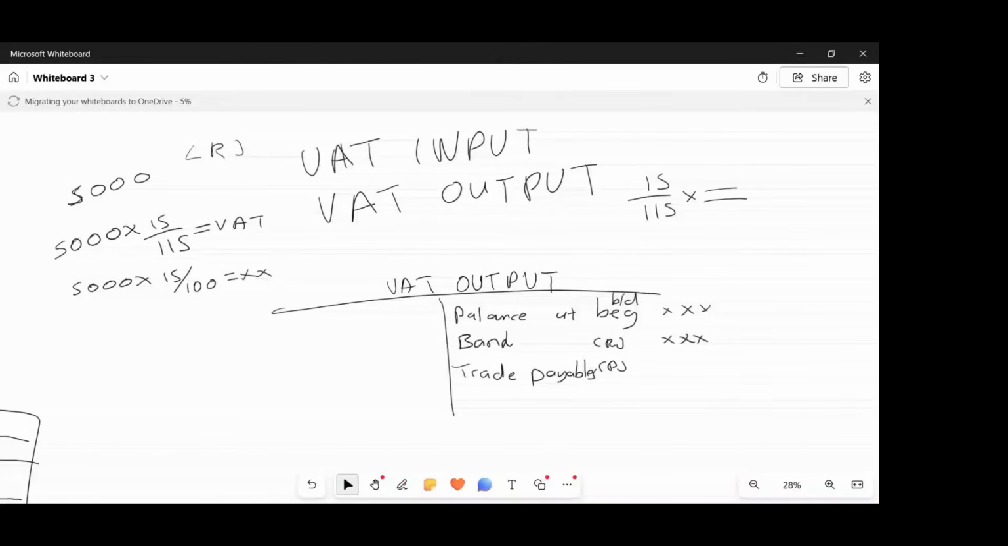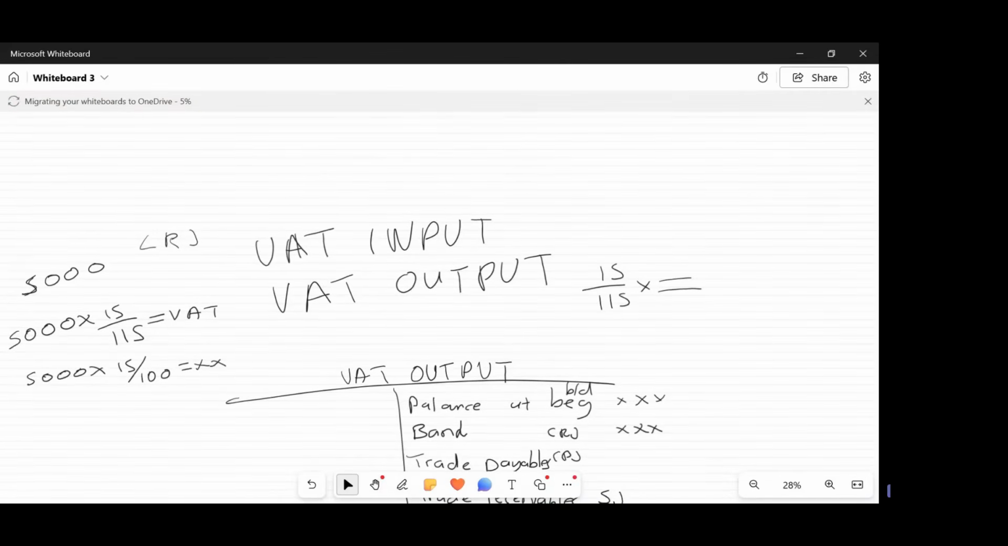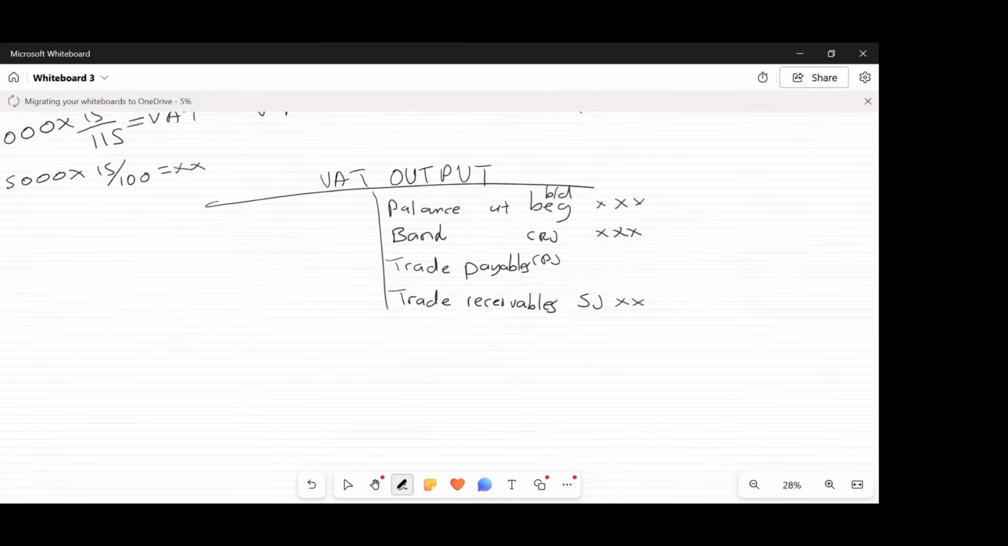And then you have your trade receivables, which is also in your sales journal. On your sales journal, this is all the sales that happened throughout that business period, so you need to calculate how much VAT was there. Let's say, for example, we had 70,000, and if it's VAT inclusive, you do the same thing: times 15 over 115 to get the VAT amount. Once you get this VAT amount, that is the one you record here on the credit side.